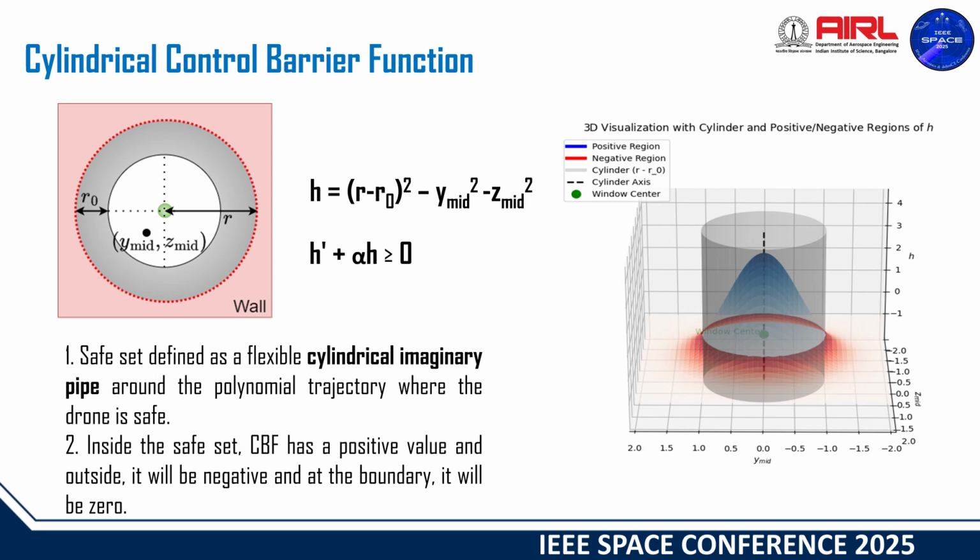The safe set is defined as a flexible cylindrical region around the polynomial trajectory, representing the area within which the drone can operate safely. Within this region, the control barrier function, or CBF, maintains a positive value. It becomes 0 at the boundary and negative outside, indicating a potential safety violation. The figure on the slide illustrates this formulation and the concept of safety enforcement using the cylindrical barrier.